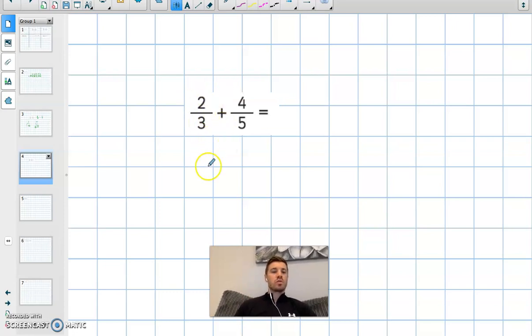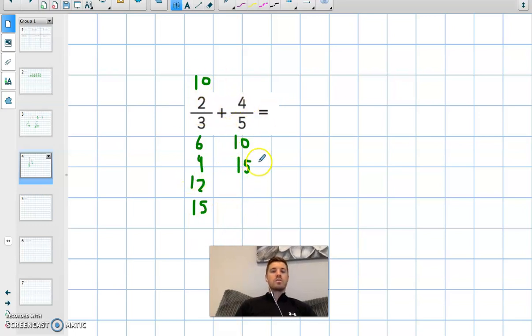So if I do the multiples of 3, 3, 6, 9, 12, 15. Well, I'm going to stop there because I know that 15 is definitely in the 5 times table. 5, 10, 15. Whatever I did to the bottom, I've got to do to the top. So I've multiplied 3 by 5, so I need to multiply my numerator by 5. So double 5 is 10. So 10/15. That's what we've got on this side.